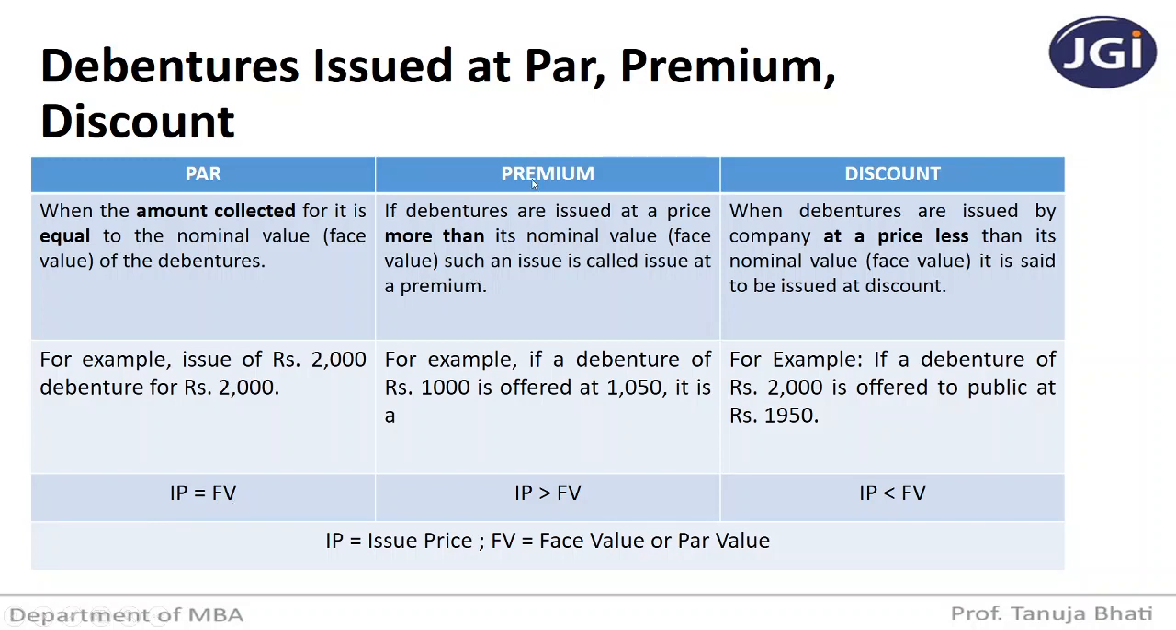Now, when do we say that debentures are issued at premium? If debentures are issued at a price more than the face value, it is said that they are issued at premium. For example, a debenture of rupees 1000, so the face value written on the certificate is 1000, but you are issuing it to the debenture holder at 1050, 50 rupees extra, so it is said that these debentures are issued at premium. So always remember, when the issue price, the price at which you're selling the debentures, is more than the face value, that extra is called premium, that you have issued the debentures at premium.